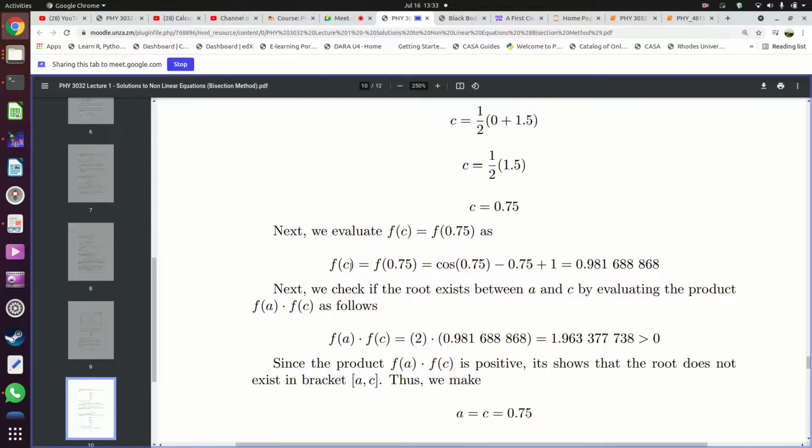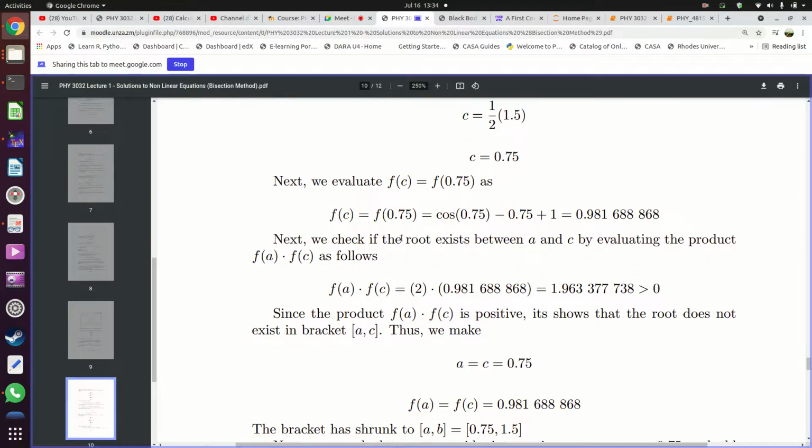So f of 0.75 is equal to cos 0.75 minus 0.75 plus 1, which is equal to 0.981688868. So this is a positive value. So at f of C, our function has a positive value. After finding out that the function has a positive value, we check if there is a root which exists between A and C. As we have seen from the graph, there is nothing.